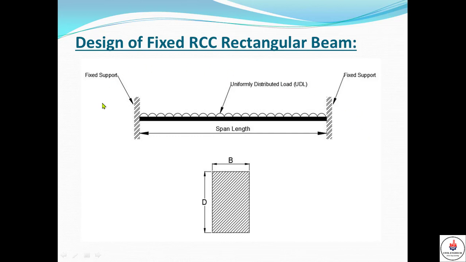Here we are showing a diagram which represents that a beam is fixed at both ends. That means all 6 degrees of freedom are restrained, with a UDL loading over it. Below it is showing the cross section of the beam. Breadth is denoted as B and depth is denoted as D.